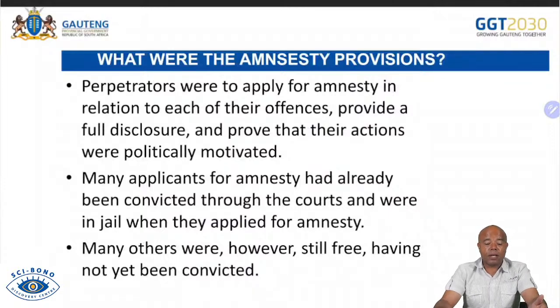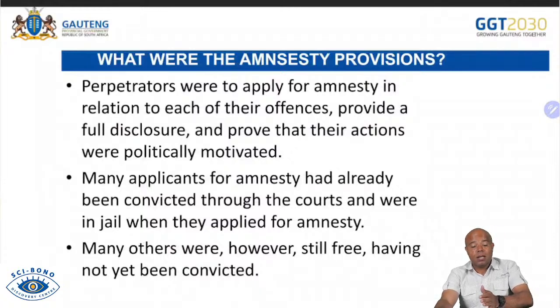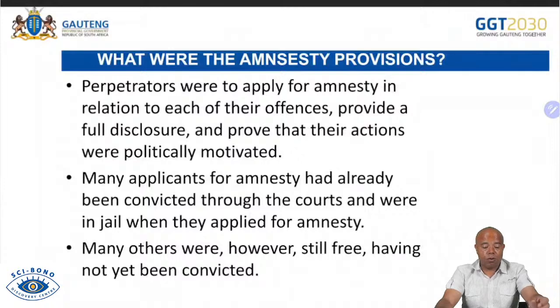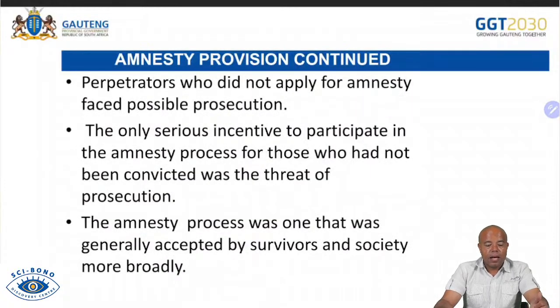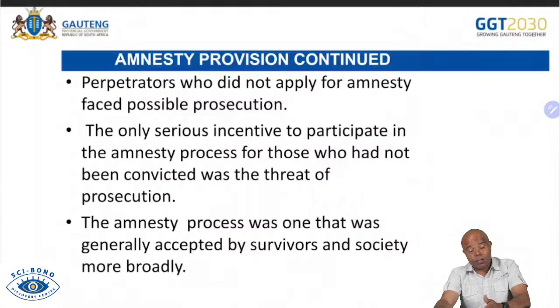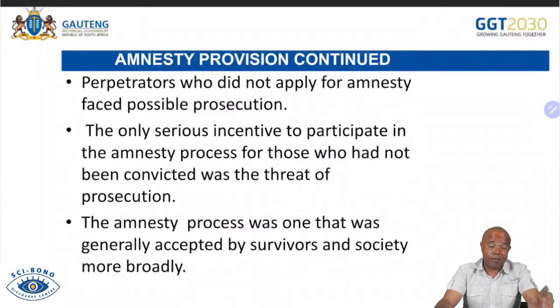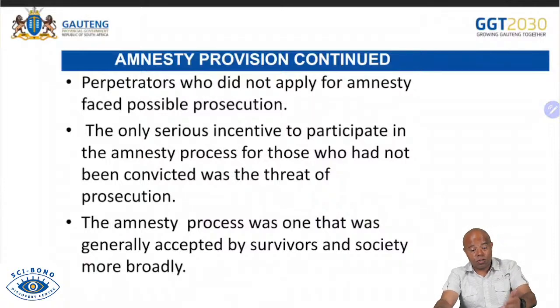Many applicants for amnesty had already been convicted through the courts and were in jail when they applied for amnesty. Like I said, 21,000 people applied, but they were already in jail. Many others were, however, still free, having not yet been convicted, basically. Perpetrators who did not apply for amnesty face possible prosecution. Like I said, if you didn't receive amnesty, you would face prosecution. Now, this is for the people that were not in jail.